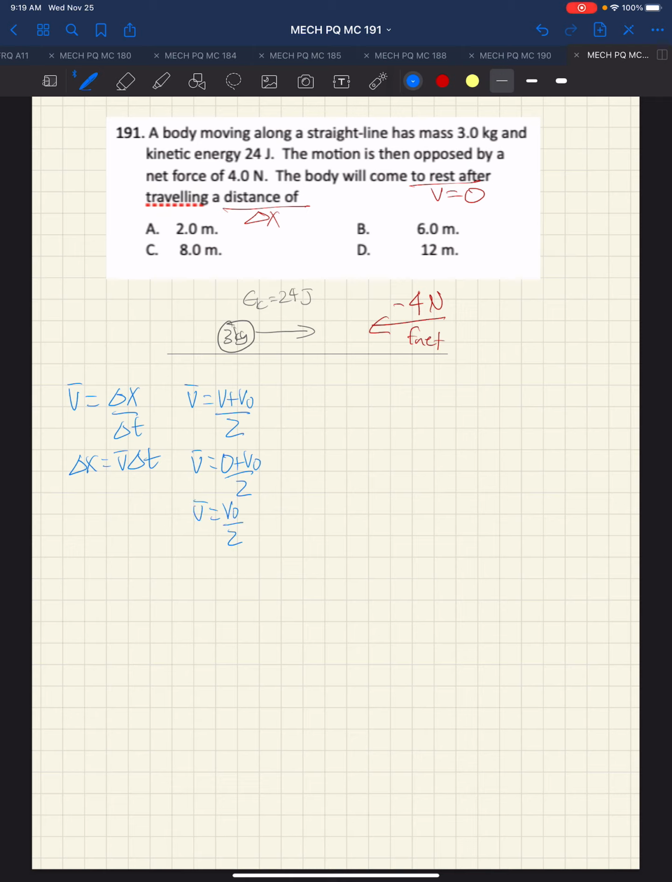So we don't know the average velocity, we don't know the initial velocity, and we don't know the time. So we have to go about finding that some other way.